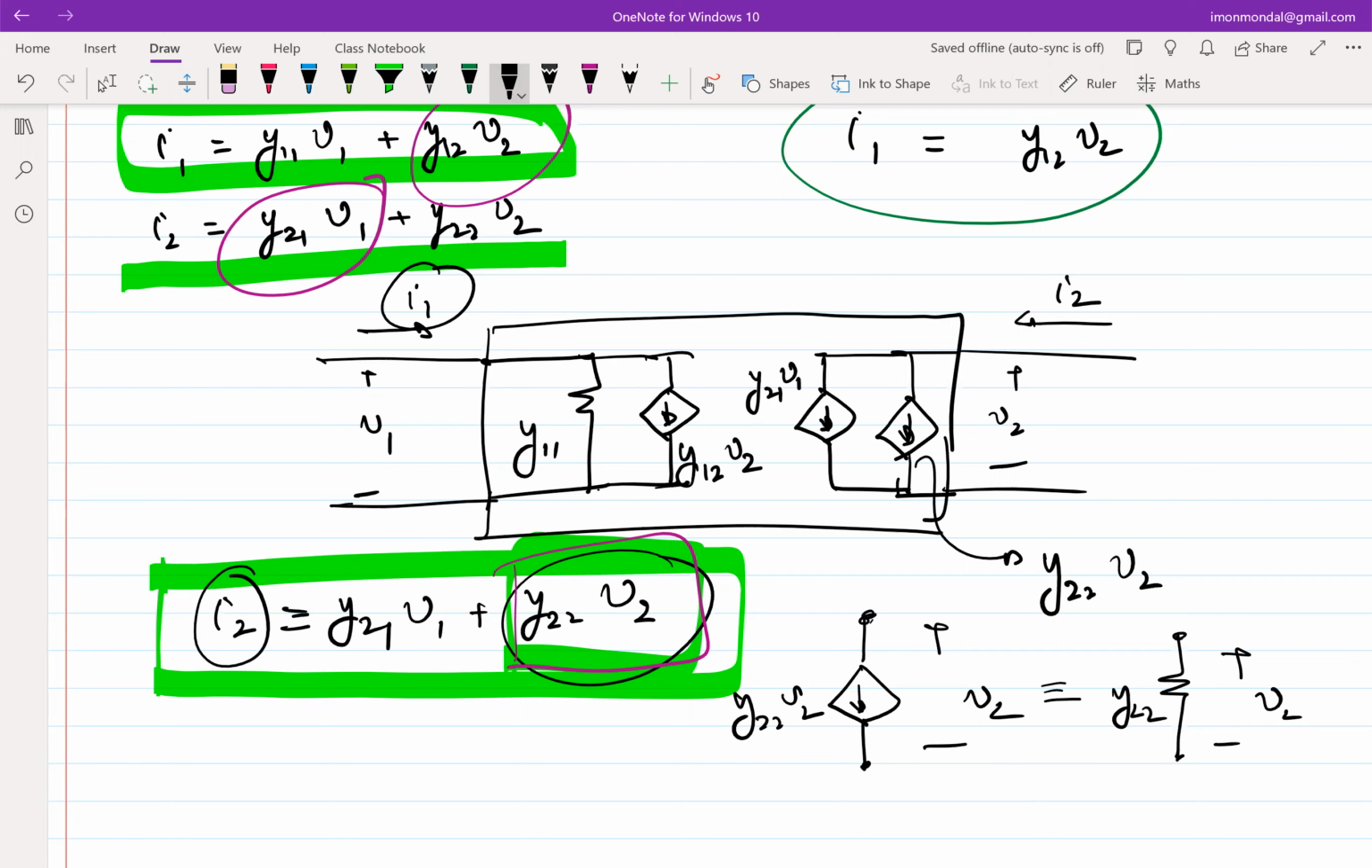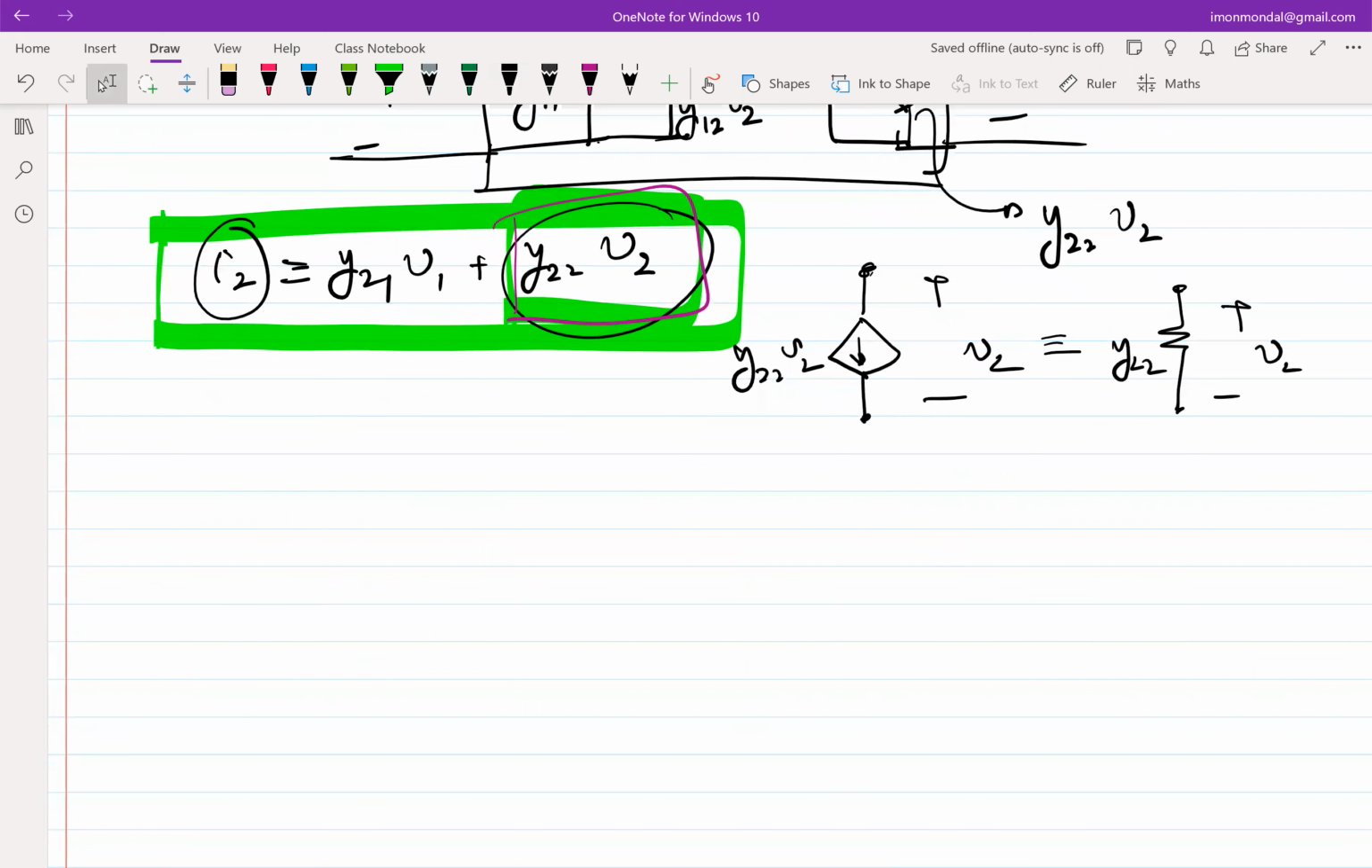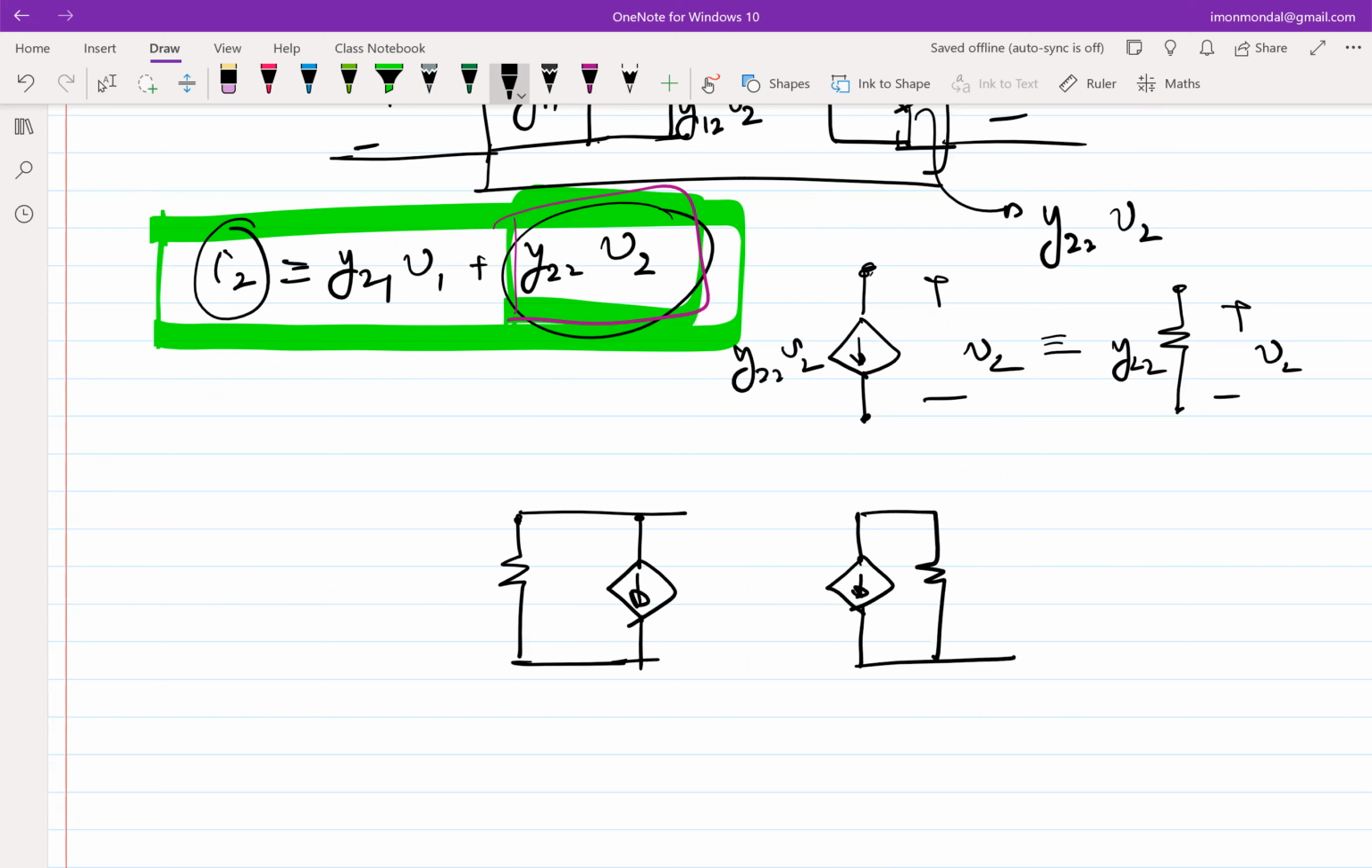Okay. So if that is the case, I can now forget about the Y parameters in a matrix form and go to circuits. So this is Y12 V2.